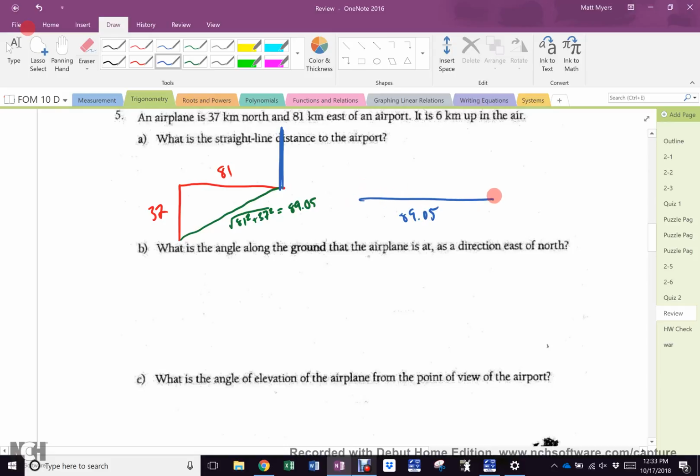89.05 to get to right underneath the plane, and then 6 to get up to the plane. Which line, green or blue, is the distance from the plane to the airport? Blue. How will you find it? Pythagoras again, and you will find that it is 89.25. That has to be out of 2. Now, I am listening to people say, I got 88.